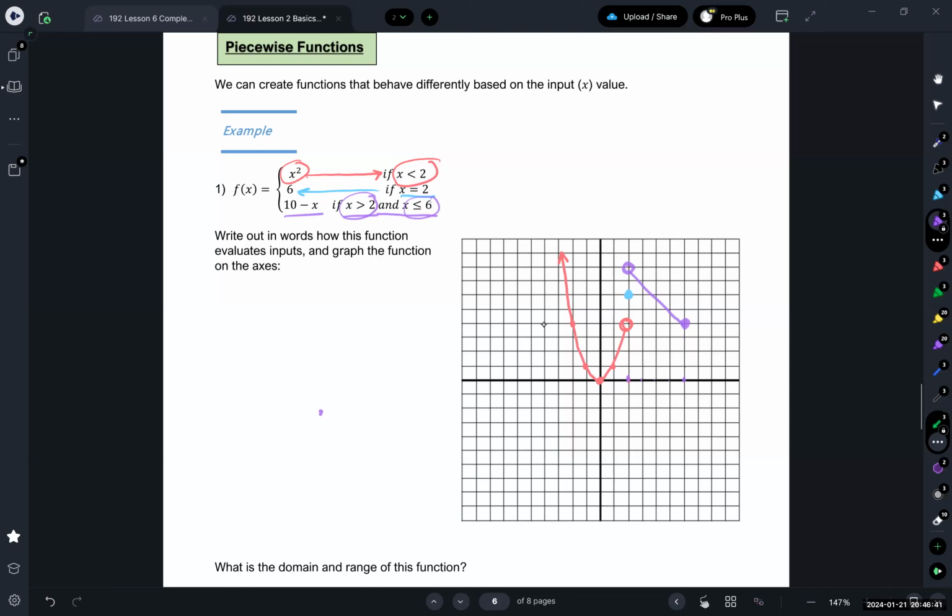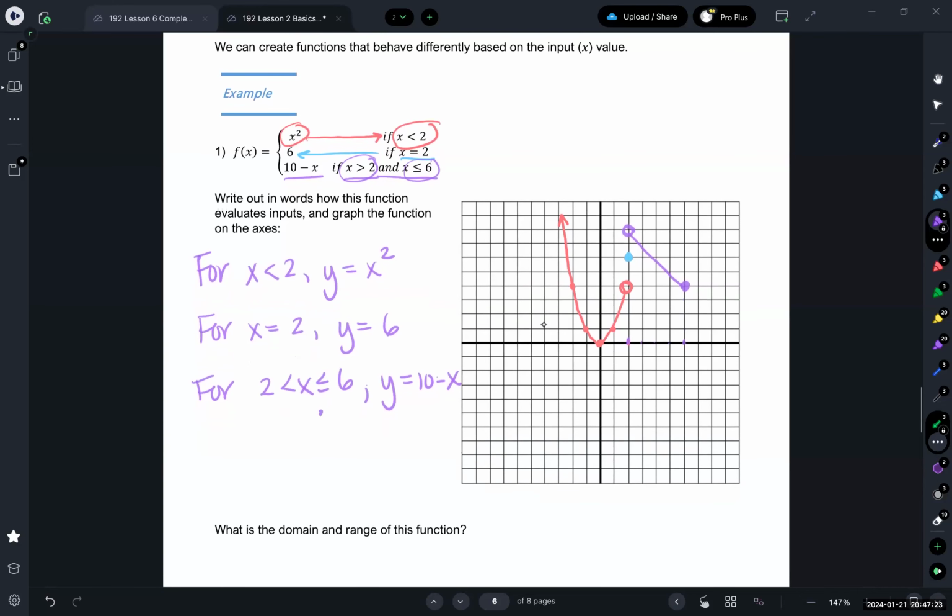And I will write out in words how this function evaluates inputs. Okay, so for x less than 2, y is going to be x squared. That's how I would figure that out. For x equal to 2, y is just 6. And for the x's that are sandwiched in between, y is going to be 10 minus x. So I just plug into each specific equation based on what x value I have.